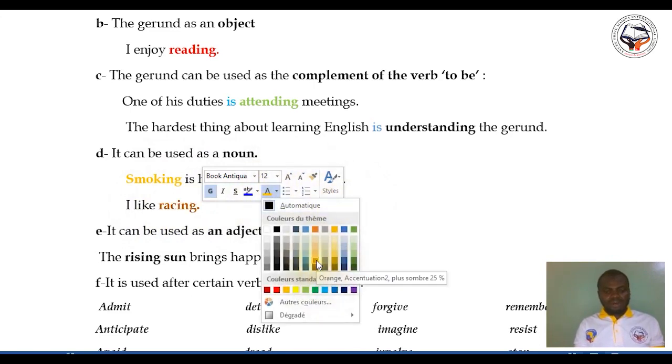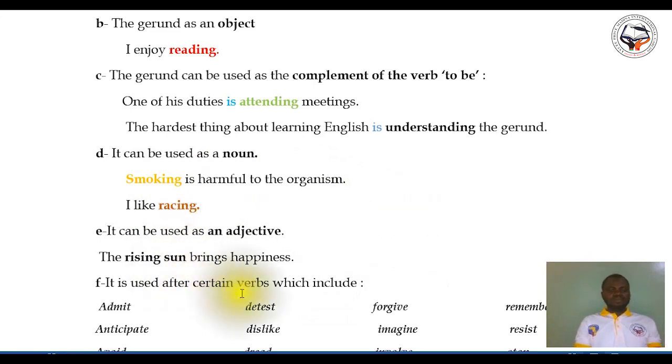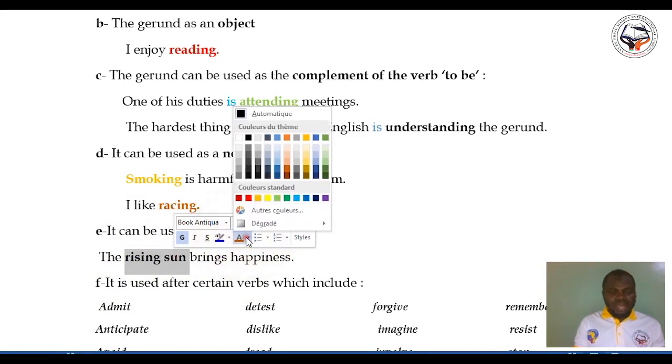I like racing. Okay? So, the next use of the gerund is that the gerund can be used as an adjective. Example, the rising sun brings happiness. Okay? That is when the sun rises. When the sun rises in the morning, it brings happiness according to the sentence.